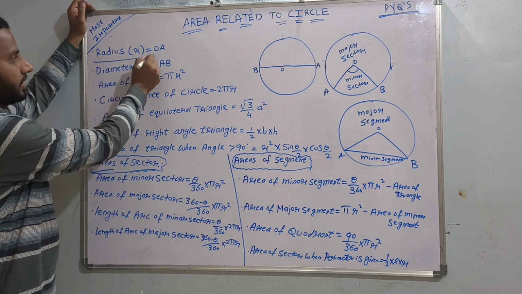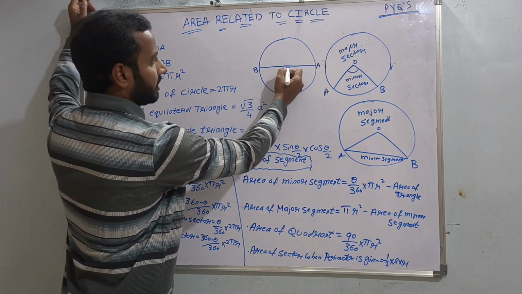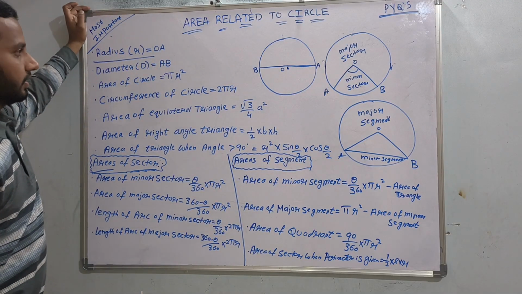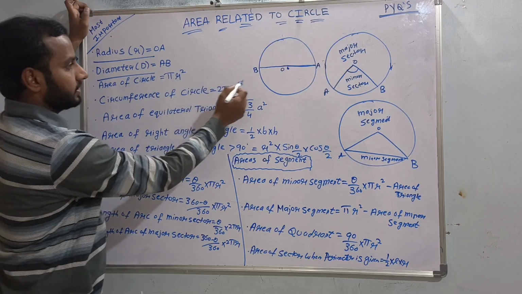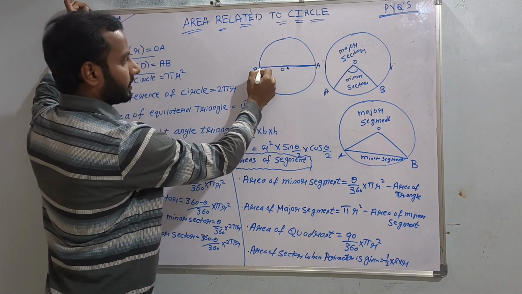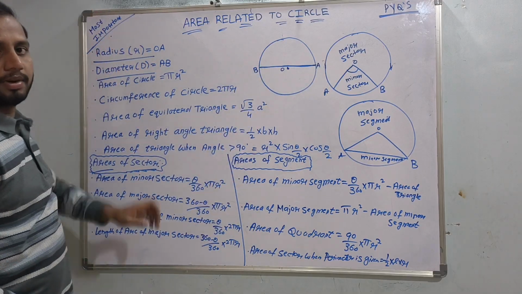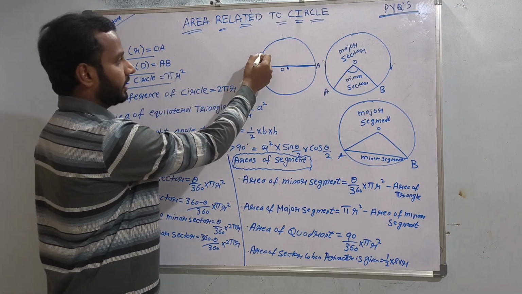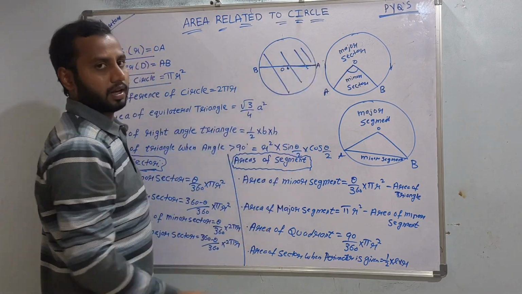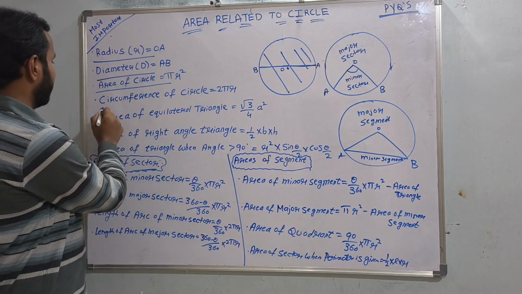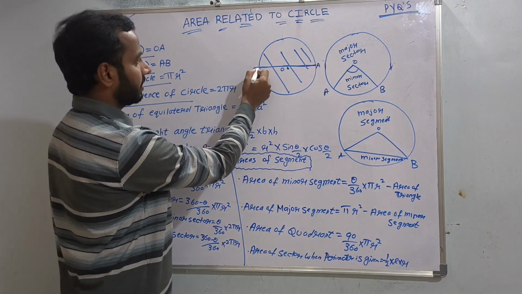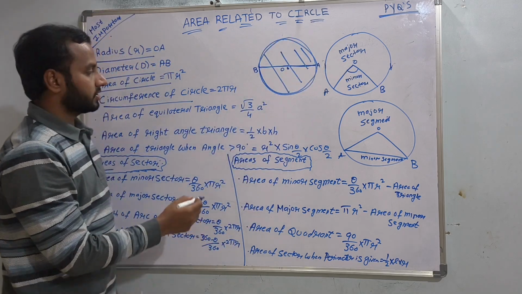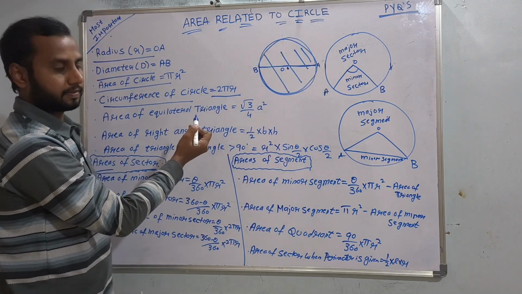What is radius? The distance from the center of the circle to any point on the circle is called the radius of the circle. Diameter is the distance from A to B through the center, and the diameter is the longest chord. Area of a circle: we use the formula pi r square. Circumference of a circle means the boundary part, and it is calculated using the formula 2 pi r.